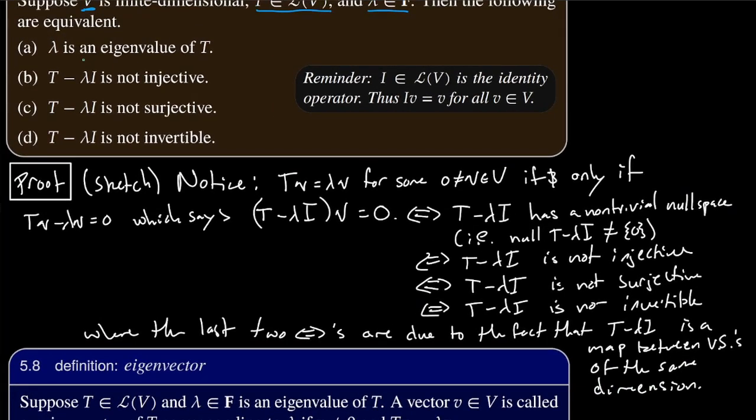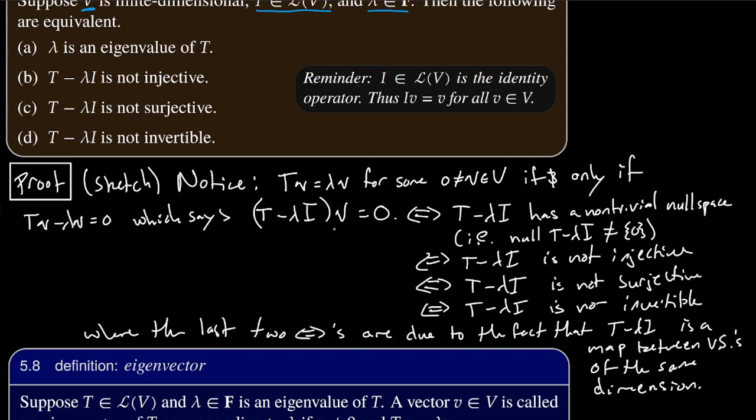So here's the whole gist of it. Having an eigenvalue, well, just do a tiny bit of manipulation, pull that lambda V to the other side, and then pull out the V. Now you've got an operator T minus lambda I. That is, you've got a map from V to itself, and you've got a vector that it must send to 0, and that vector is not 0, so the null space is not trivial. This means it can't be injective, and since we're between vector spaces of the same dimension, it certainly means it can't be surjective or invertible, and vice versa.